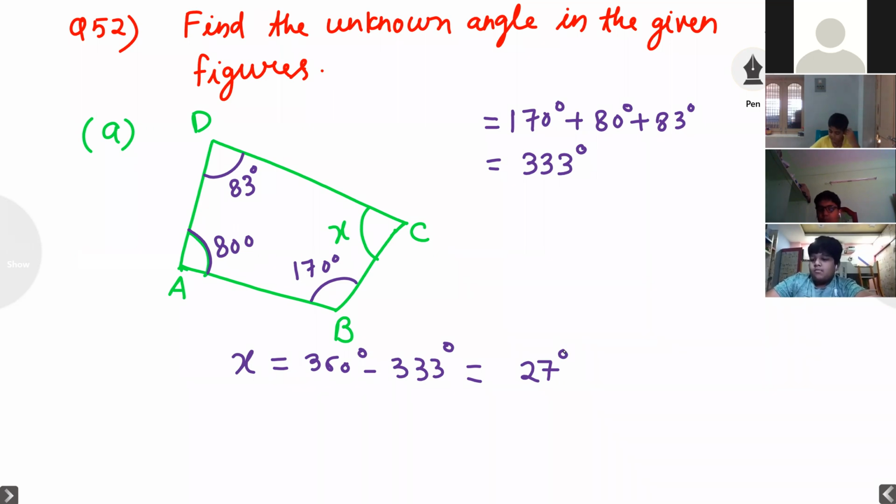In the previous chapter, we have learned triangles. If they have given two angles, to find the third angle I want 180 minus. But in the case of a quadrilateral, it is 360 minus the remaining angles. I hope you are getting my point, students.